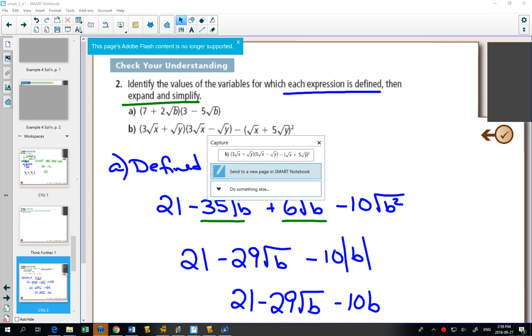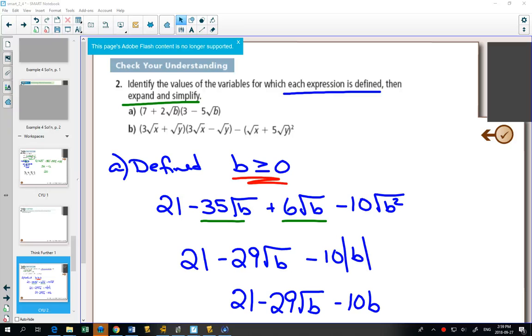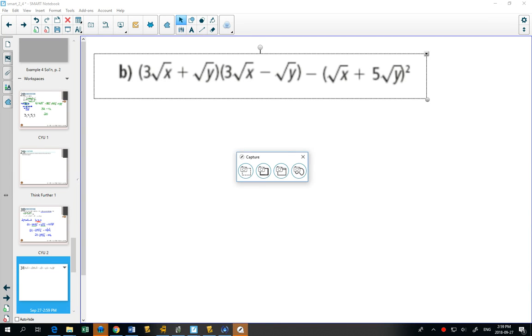Part B is just long. So in part B, the first part, we need to multiply these together. If you recognize that they're conjugates, you could maybe do a shortcut. If you recognize that it's a difference of squares, you could do a shortcut. If not, you would have to multiply it all out.